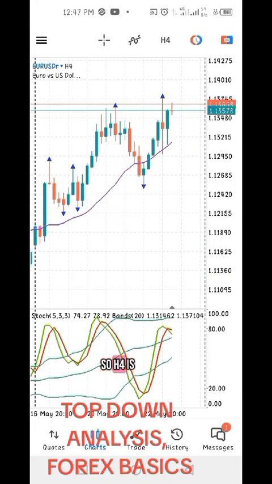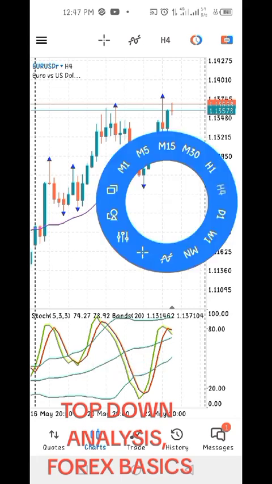So H4 is our higher time frame, and then 15 minutes is our lower time frame. Now, we want to draw out our key zones and our key levels on 4 hour time frame, which happens to be our higher time frame. Are we getting it now? Now, number one thing you're going to do is that you will click anywhere on your MT5 screen. Now, look at this thing that looks like a grinding machine. This thing that I'm highlighting, you click on that thing.